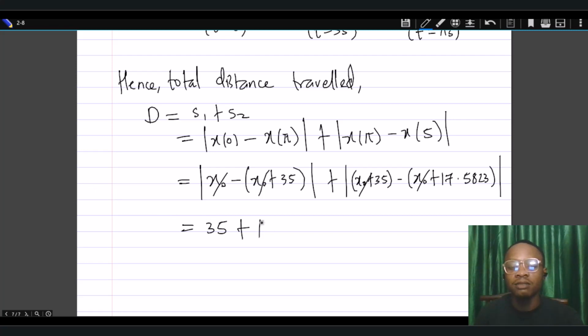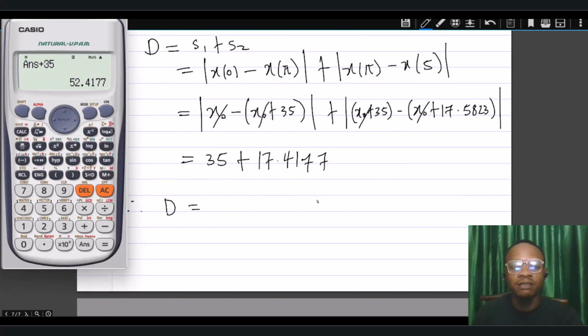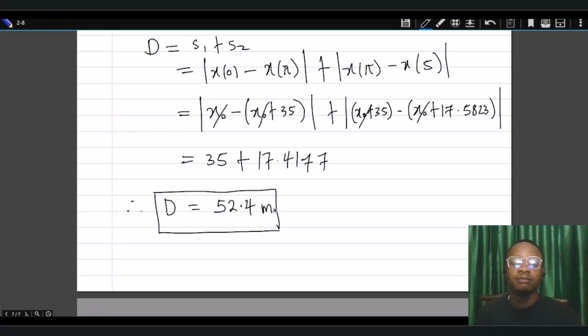Okay, so this is what you get now, 17.4177. And then from here, we're going to have D equal to 35 plus 17.4177, that's 52.4177. And that gives us 52.4 meters. Okay, so that will be the distance traveled by the body within an interval from 0 seconds to 5 seconds.